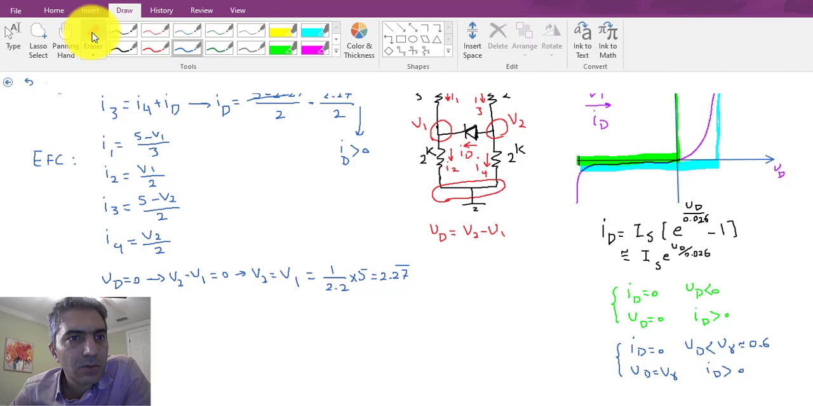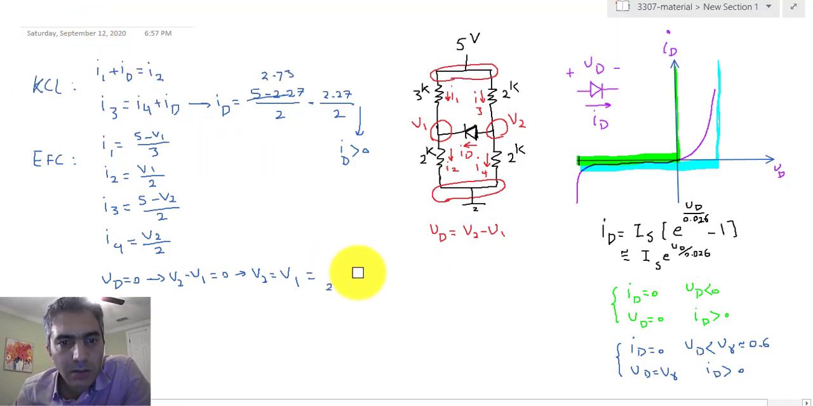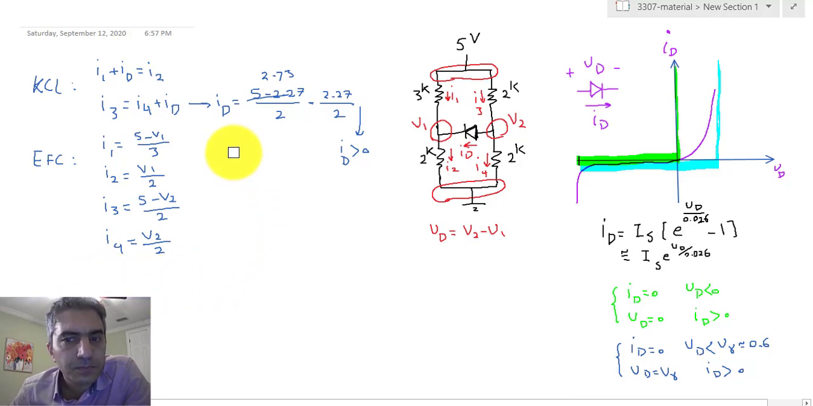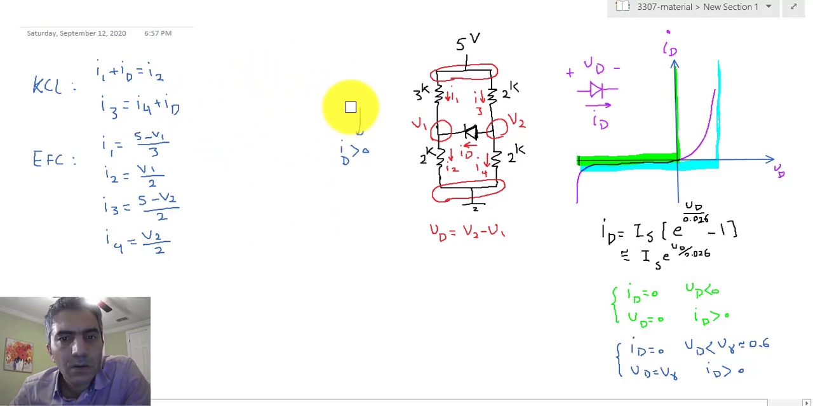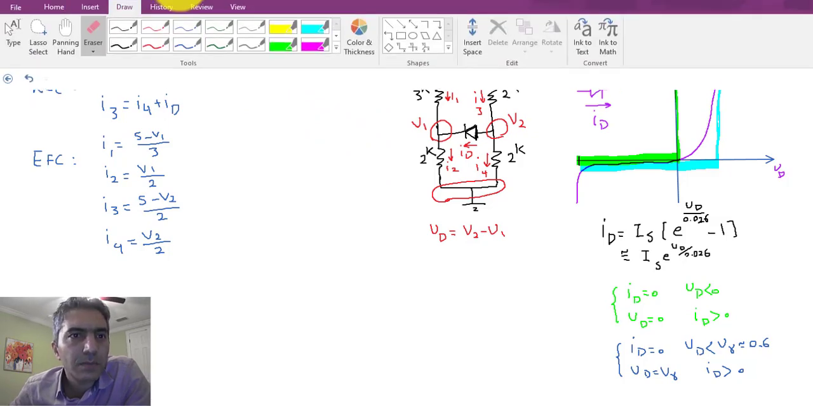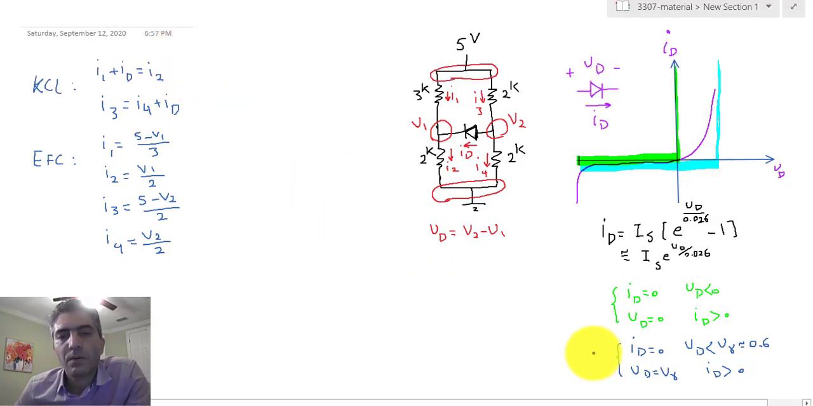So let's now use this one. So we go back, we have a new model or equation for the diode. Based on this new equation, again we have a choice to make. We have to either assume that the diode is off or the diode is on. Now the diode would be only on if the voltage V2 minus V1 is equal to V gamma, at which point you're going to get a positive current passing through.